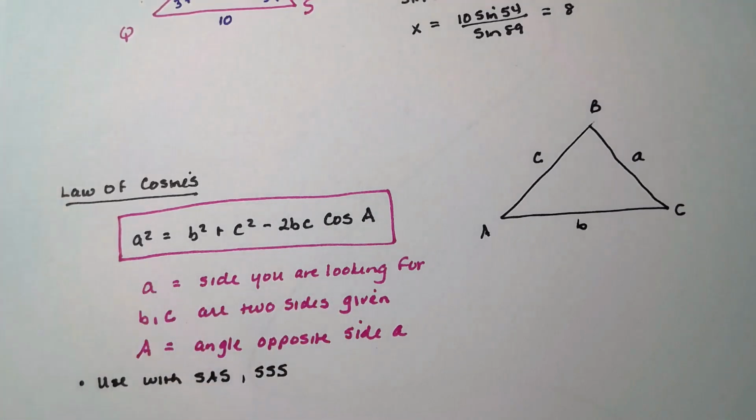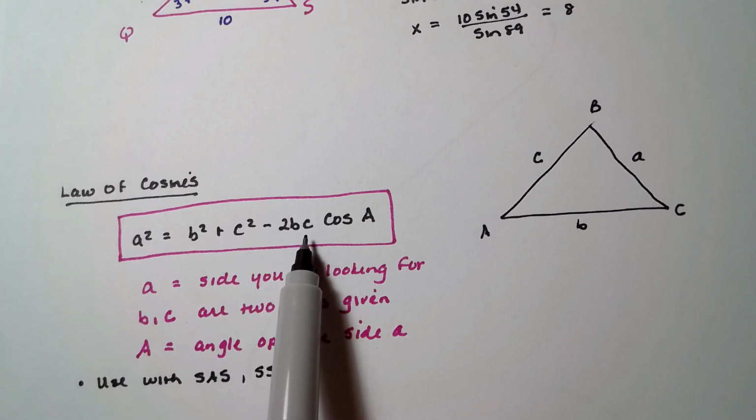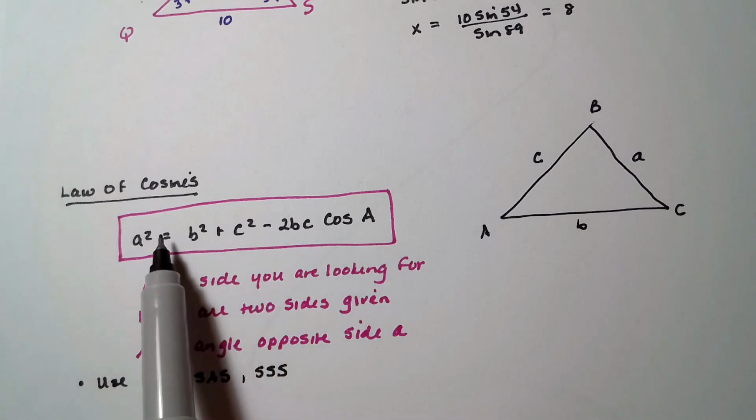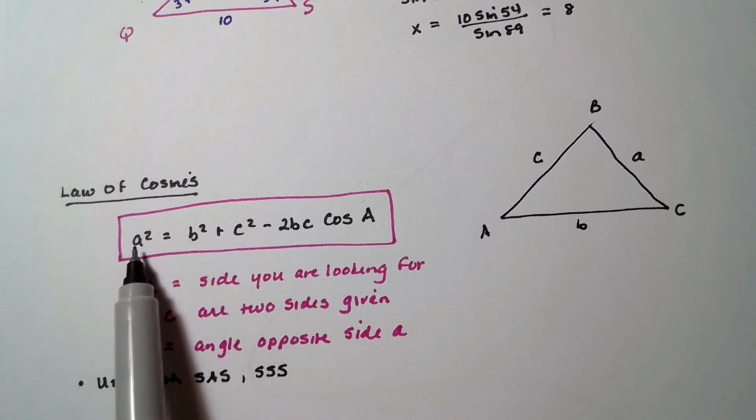And by the way, the other two formulas have B squared is equal to A squared plus C squared minus 2AC cosine B. It doesn't matter. The formulas are all the same. It's just the side that you're looking for, whether it's A, B, or C, it doesn't matter.